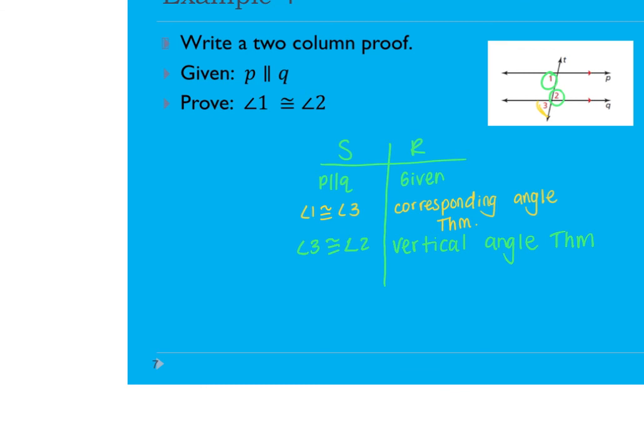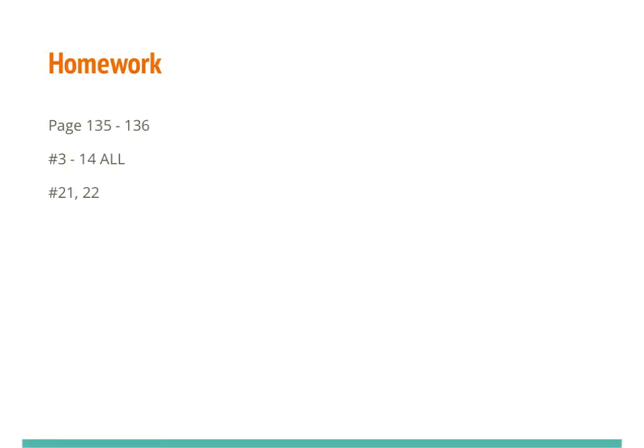And now we can jump to the conclusion that angle 1 is congruent to angle 2 by the transitive property of equality. And you might be wondering, well, how did you get there? Well, I see that angle 3 is congruent to both of them. So by the transitive property of equality, you can take out the middleman, and angle 1 is congruent to angle 2. This is your homework. Good luck.